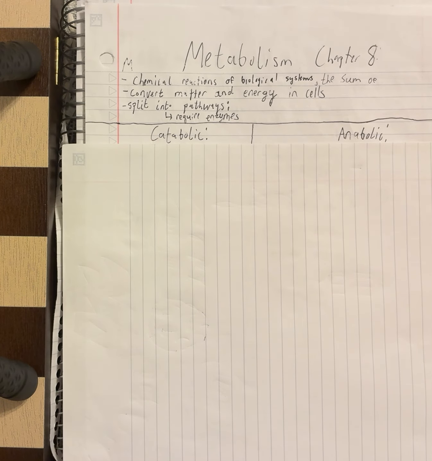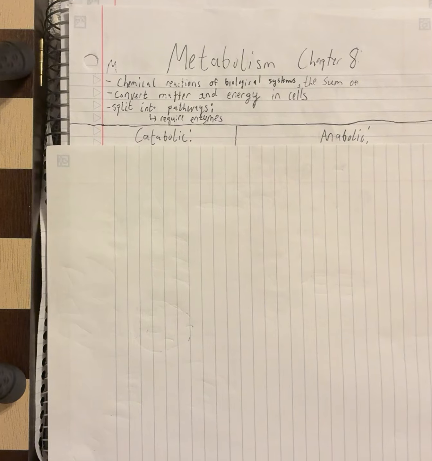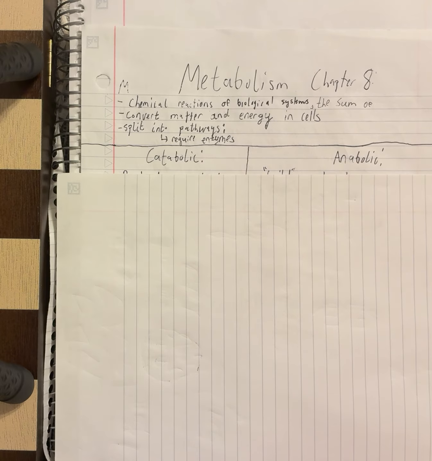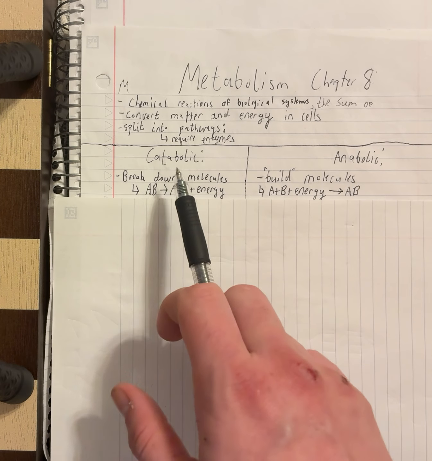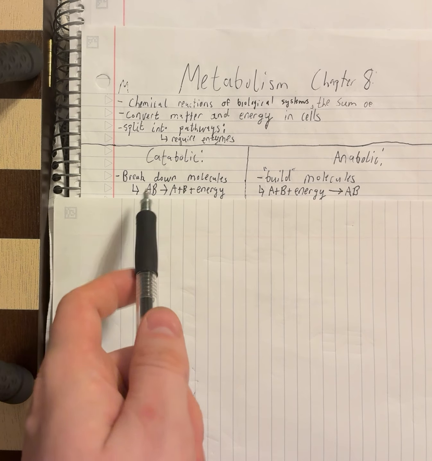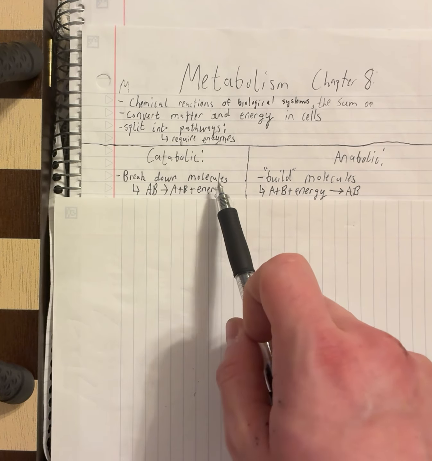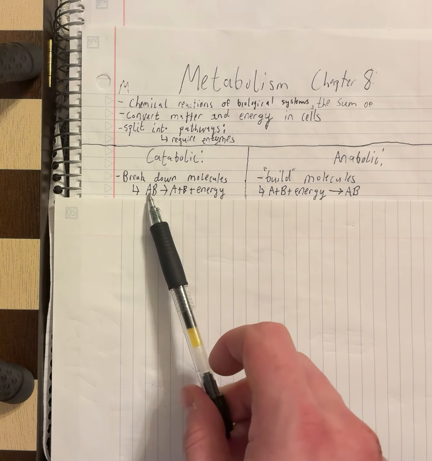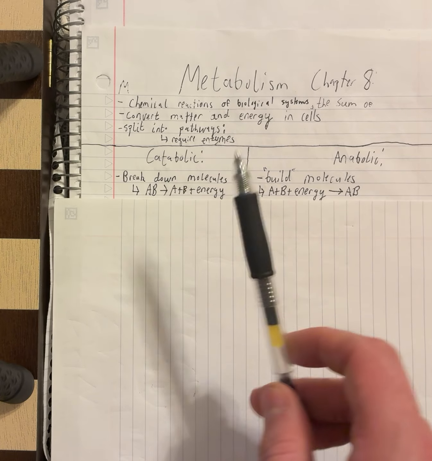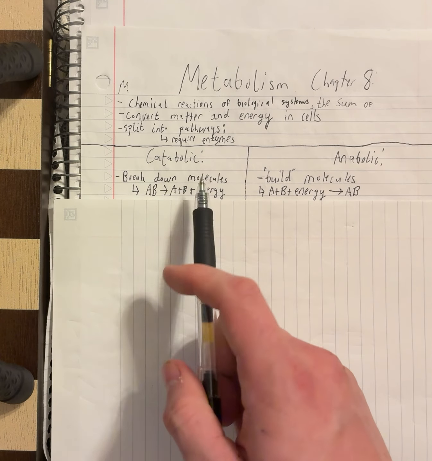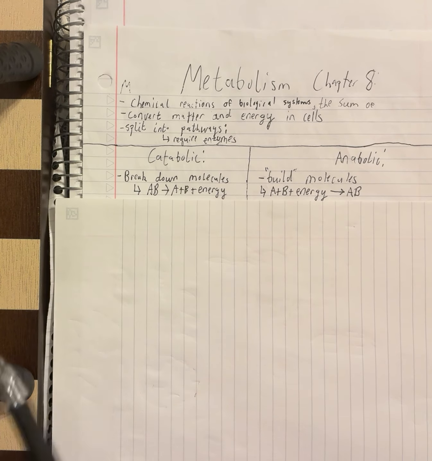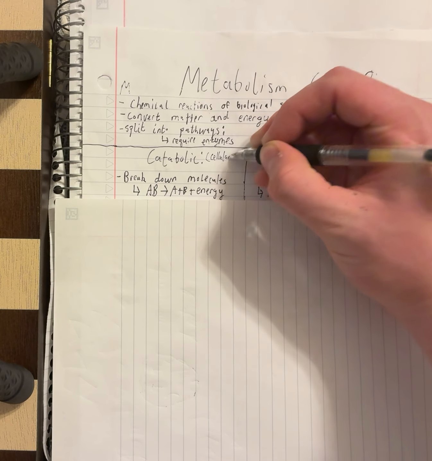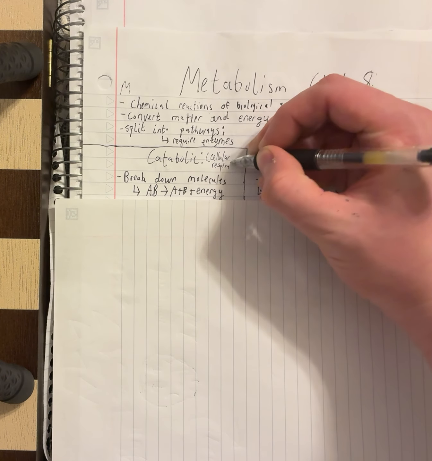So we have two types of pathways in metabolism. We have catabolic and anabolic. So I'm just going to go ahead and define those real quick. Catabolic pathways always are going to involve breaking down molecules. So when we break down a molecule, very simply, we just have AB is going to transform into A plus B plus energy. This is really important. Catabolic pathways release energy. So the most known catabolic pathway, at least the one you're going to be familiar with, is cellular respiration.